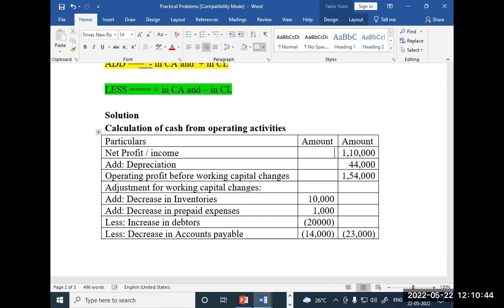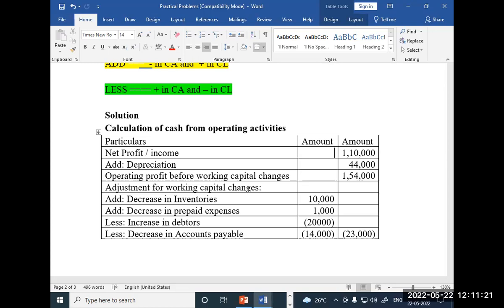Net profit is reported as 1,10,000, so I've taken it. If there is any depreciation, normally it should be added. Why should it be added? What's the reason? It is a non-cash expenditure. Though it is an operating activity, it is not a cash activity. So I am adding it back to find out the original profit without depreciation. If you add the depreciation, you'll get 1,54,000. That is called operating profit before working capital changes.